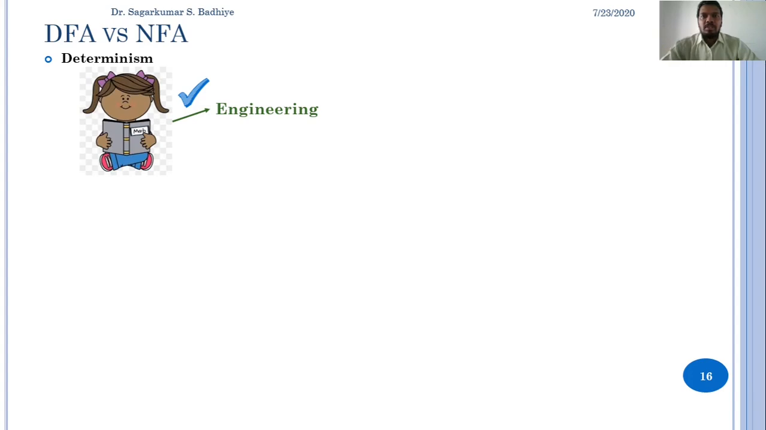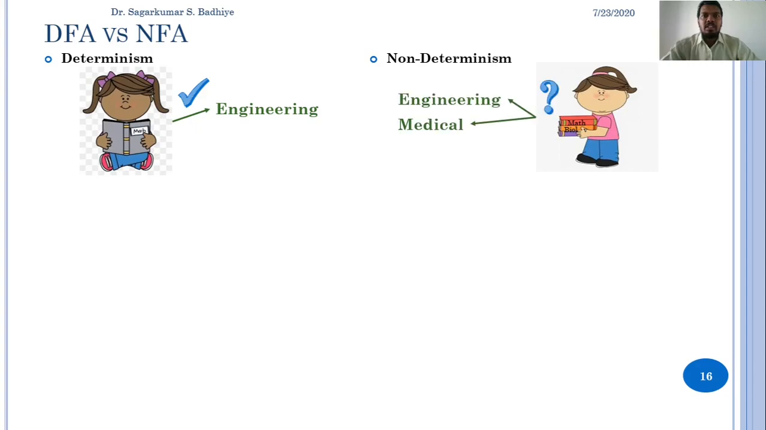Similarly, a non-deterministic automata is related to the word non-determinism. Consider another girl studying in 12th opts for math as well as biology. This girl gives her chance to appear for engineering or medical as a graduate. So she is not determined to do engineering or medical field.